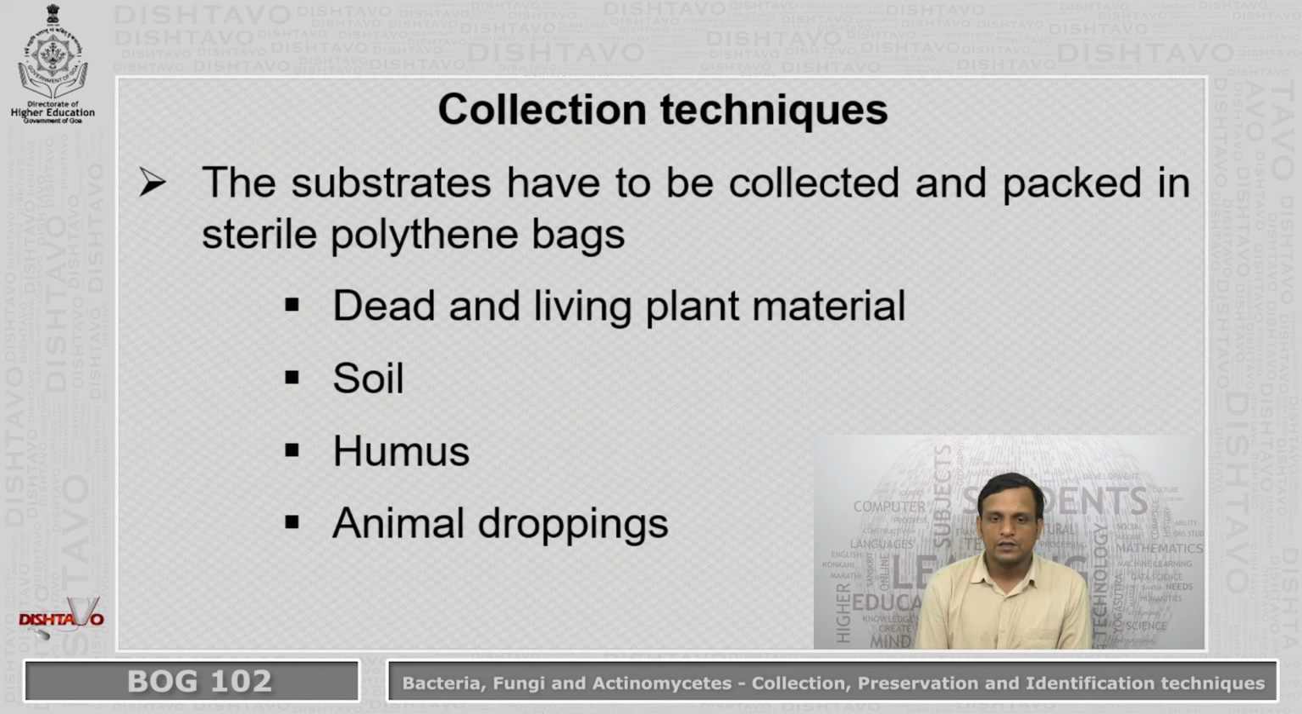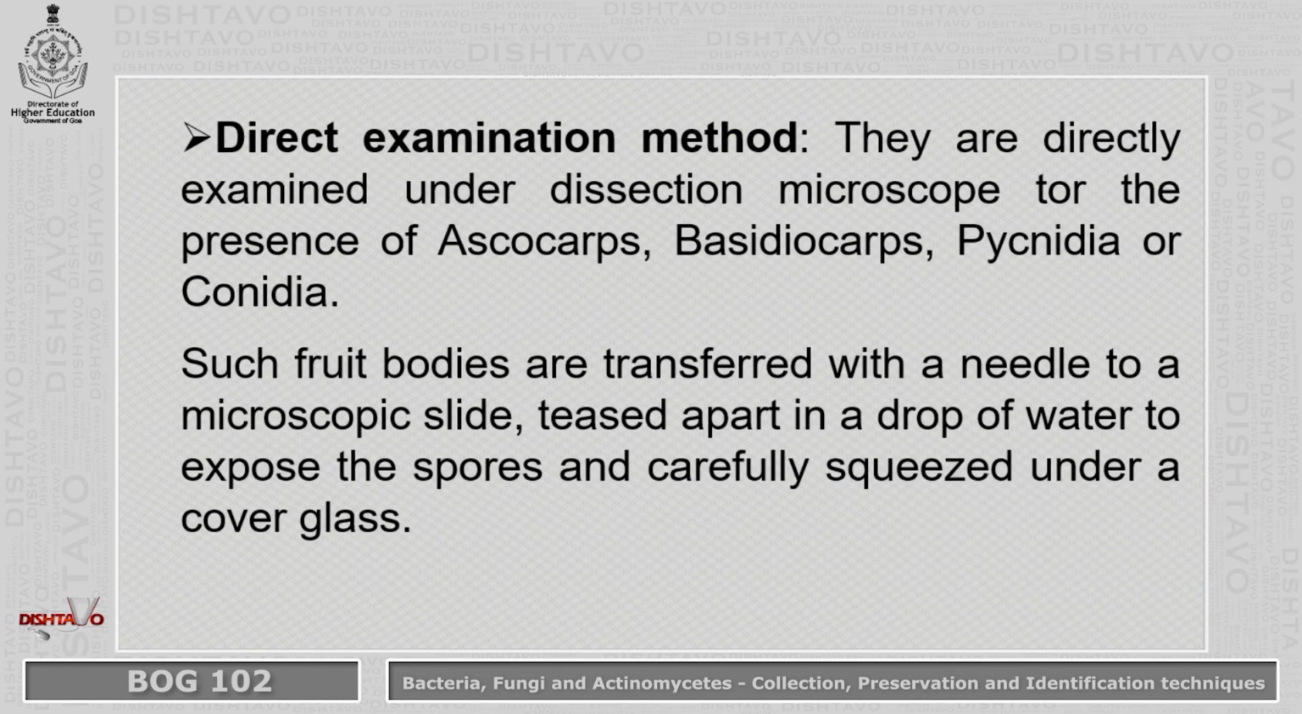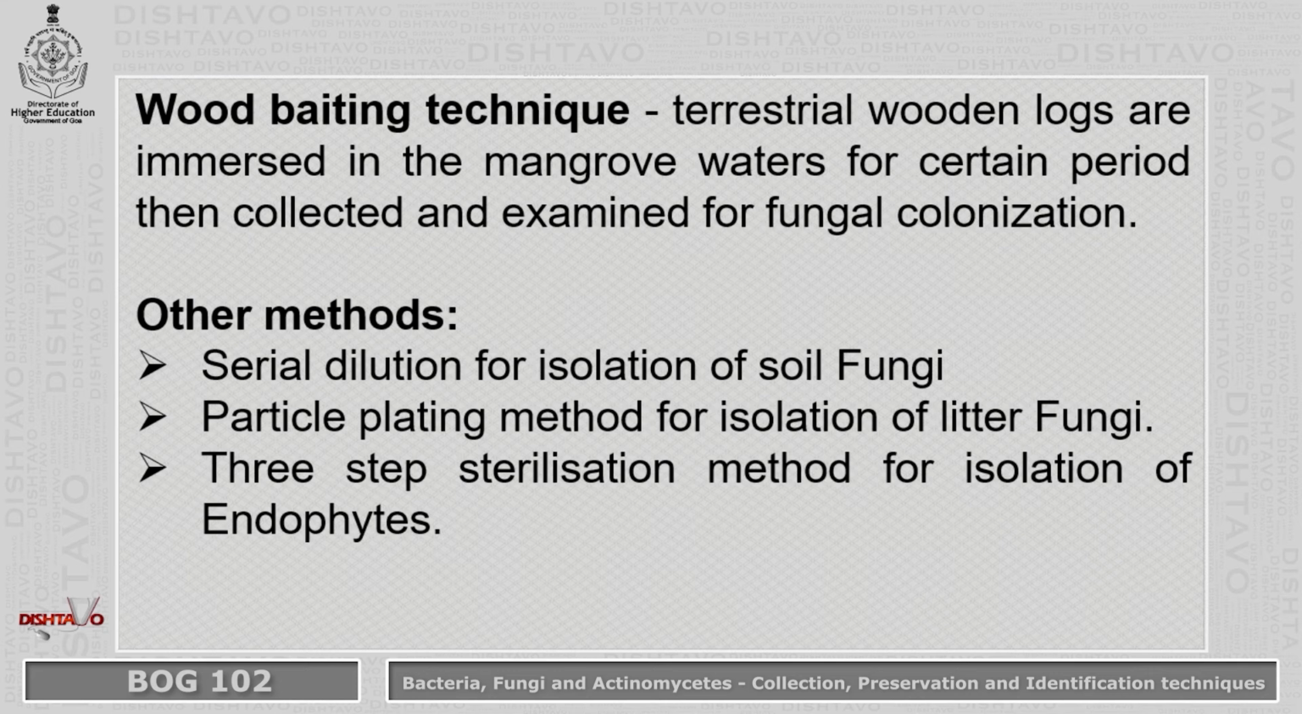In animal dropping, coprophilous fungi is a group which is found with most of the animal dropping. So all kinds of samples can be collected for isolation of fungi from the mangrove ecosystem. First, samples are directly examined under a stereo microscope for presence of ascocarp, basidiocarp and pycnidia, and such spores can be transferred on agar medium, in a sterile petri plate with agar medium, to get the cultures.